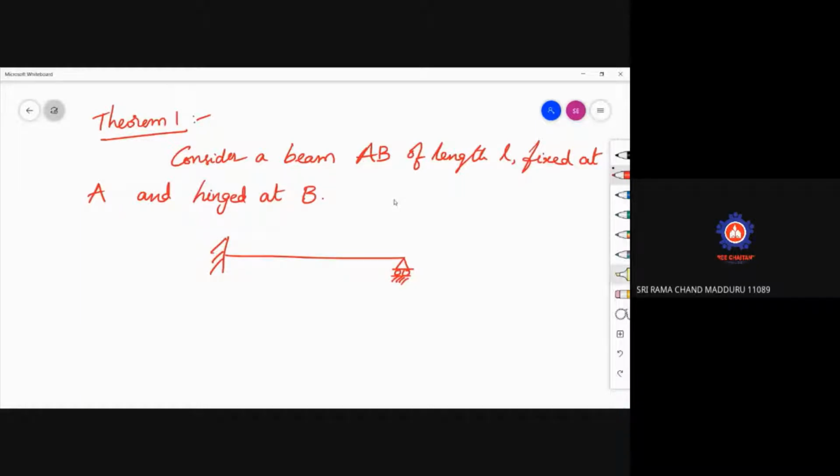Sorry, hinged. It's not roller support. So you have to draw hinged support. So this is B, this is A.